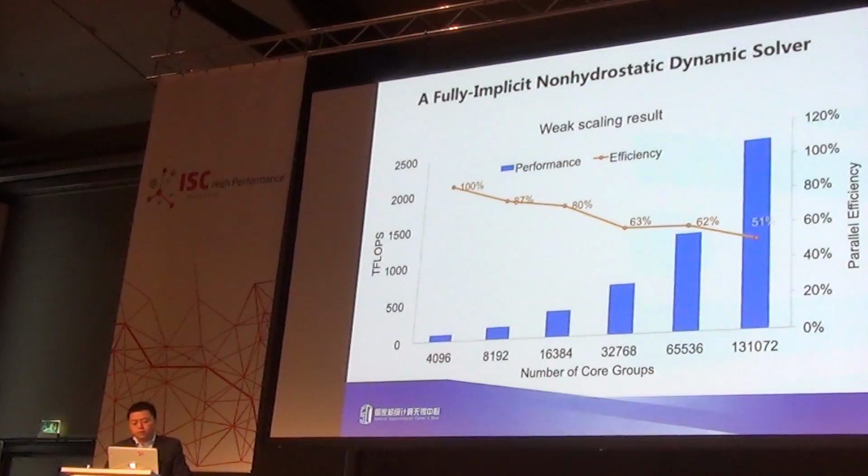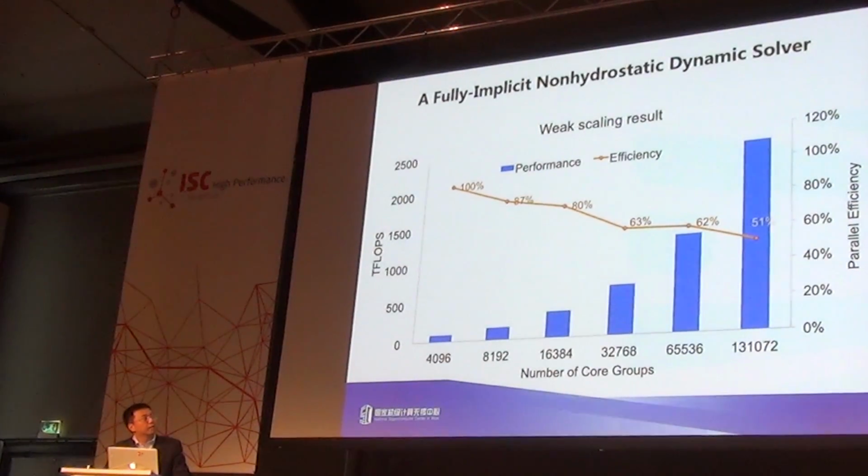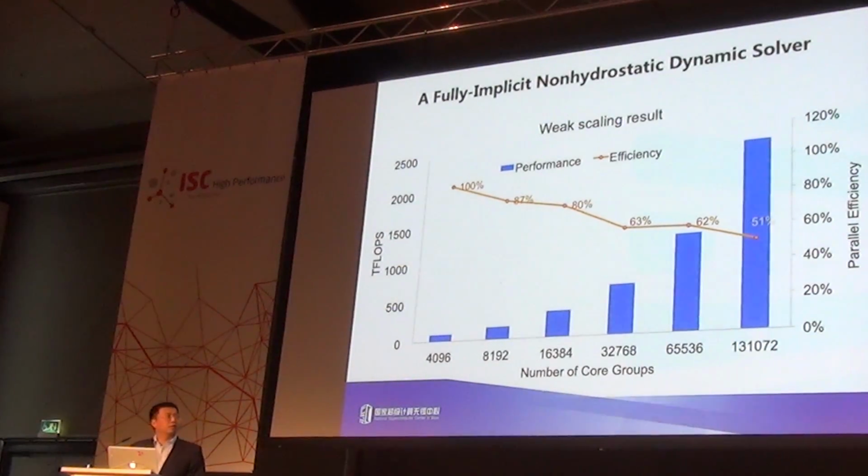When this work was submitted, we actually didn't have the full system yet. At that time we had 32 cabinets in the system, which is roughly 8 million cores. You can see that the solver can scale to the full scale of 8 million cores, and the efficiency is capped at around 50%. The performance is above 2 petaflops, which is pretty good for an implicit solver.